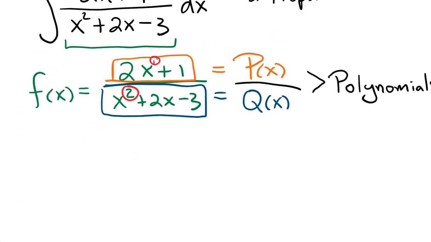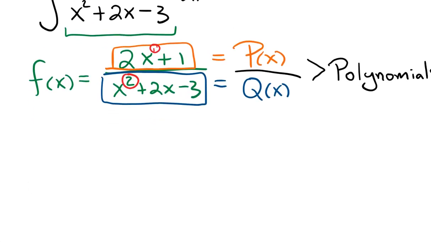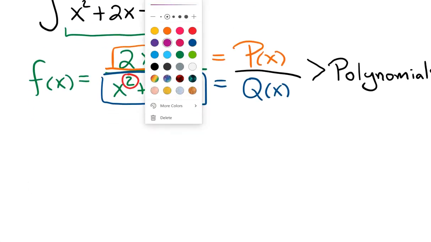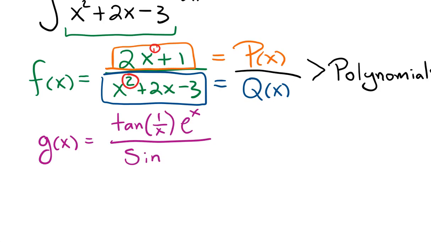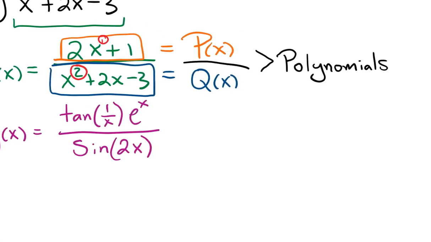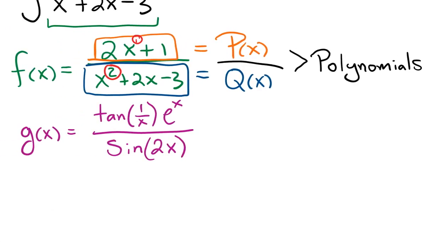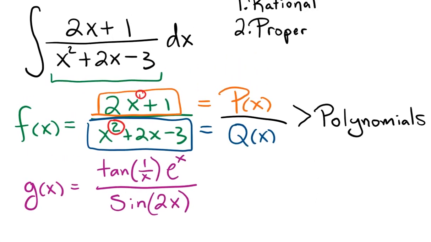If we didn't have a rational function, let's say we had some other function, and I will call that function g(x), and we will use purple. g(x) is equal to, oh boy, let's say we had the tangent of 1 over x, multiplied by e^x over sine of 2x. That's a pretty extreme example, but this would not be a rational function because neither the numerator nor the denominator are polynomials.